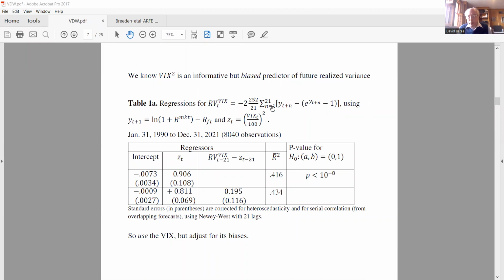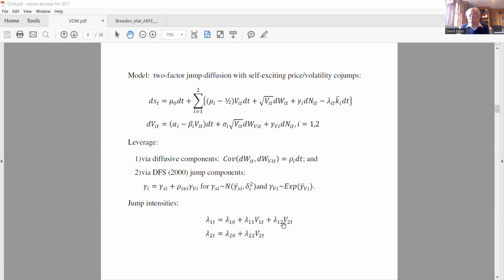So the idea is to use the VIX because we know that it has information, at least for future volatility over a 1 month horizon, but adjust for its biases. So the underlying model that I use is this basic two-factor additive model, a jump diffusion model with cojumps. So this is the underlying log asset price for the stock market. We have diffusive components and we have jump components. And importantly, we have cojump components.